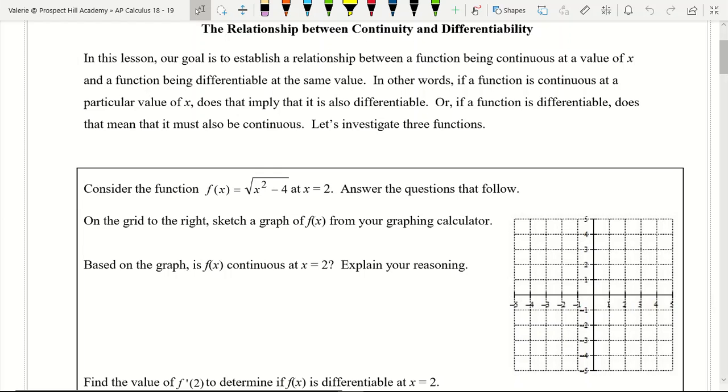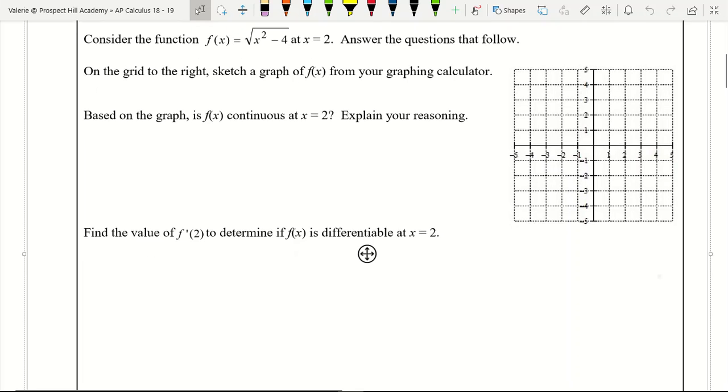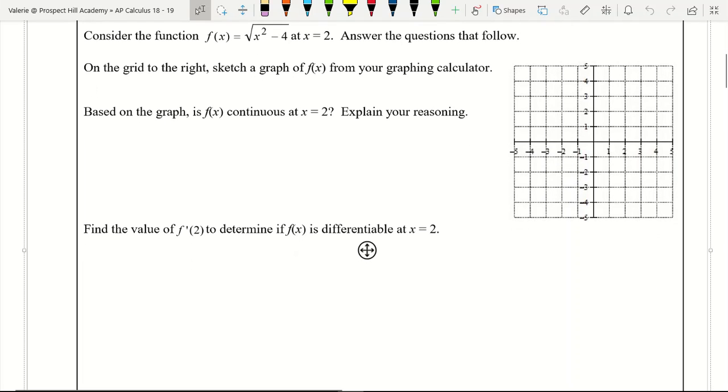The first function we want to consider is f of x equals square root of x squared minus 4 at x equals 2. So on the grid to the right, we want to sketch a graph of f of x from your graphing calculator. If I were to graph f of x on my graphing calculator, the sketch would look something like this. I'd like those two sides to be a little bit more equal, but you get the gist. Based on the graph, is f of x continuous at x equals 2?